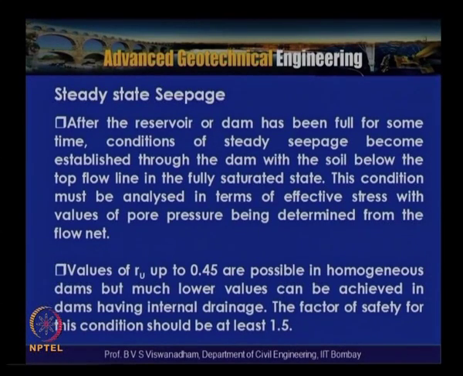The condition must be analyzed in terms of effective stresses, with the value of pore water pressure being determined from the flow net. Values of Ru, the pore water pressure coefficient, which is the ratio of U by gamma sat H, up to 0.45 are possible in the case of homogeneous dams, but much lower values can be achieved in dams having internal drainage. That means that if you have dams with internal drainage, like filters or chimney drains, the phreatic surface will be subjected to a dip, and because of that the Ru value can be much lower.